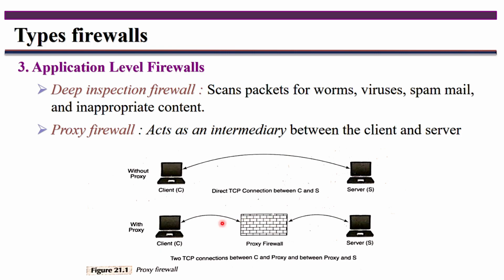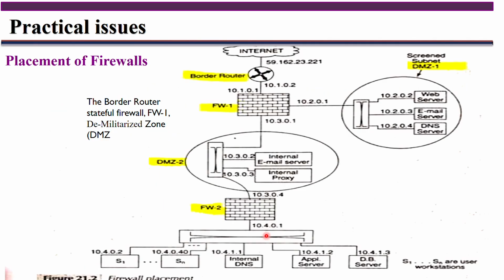That means for communicating with the client, this proxy firewall acts as a server. For communicating with the server, it acts as a client. That's why it is called a proxy firewall, and it verifies those packets. If they are correct, only then does it allow the transfer between the client and server. In this way, it provides security for your connected network.